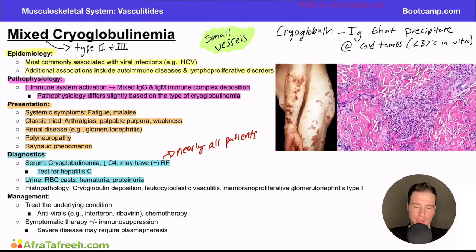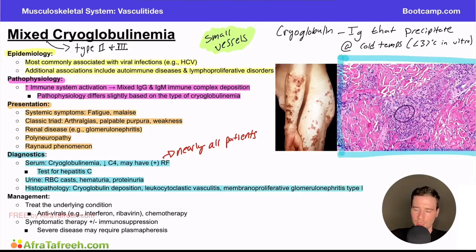Now, when we think about the histopathology here, we're often going to see cryoglobulin deposition. Again, this should make sense to us. Leukocytoclastic vasculitis and membranoproliferative glomerulonephritis type 1. So if you draw your attention to our image up here, you can see a lot of these neutrophils that have been recruited to the area. And so this can be referred to as leukocytoclastic vasculitis.